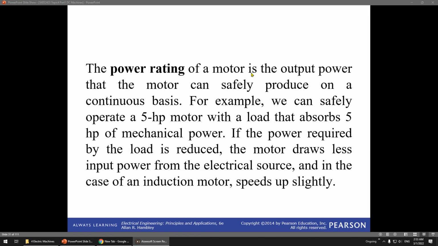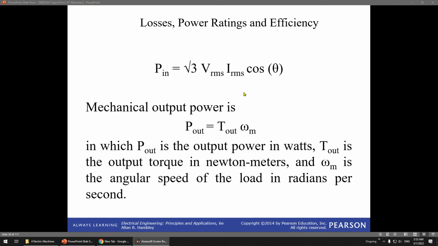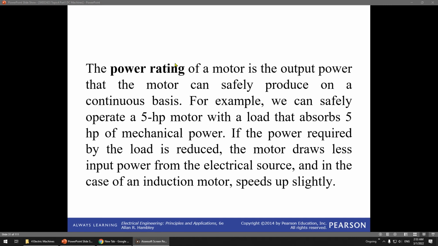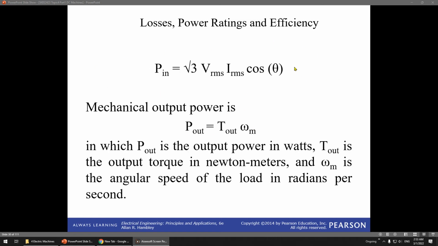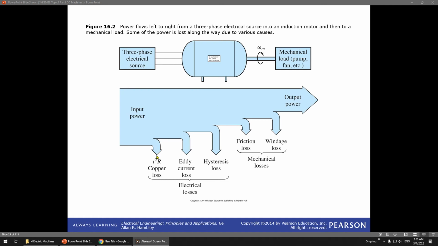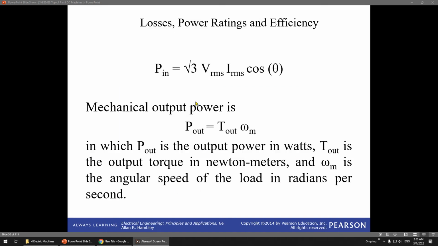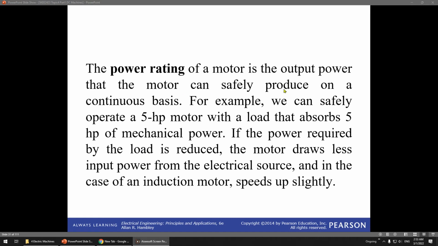Power rating of the motor is the output power that the motor can safely produce on a continuous basis. When you buy a motor, they will usually give a power rating. Power rating is just the supposed operation of the motor. So basically, power rating is the output power. We don't look at the input, we look at the output. Remember, output is much smaller, input is much larger because it accommodates the losses. So when it comes to power rating, you look at the output.